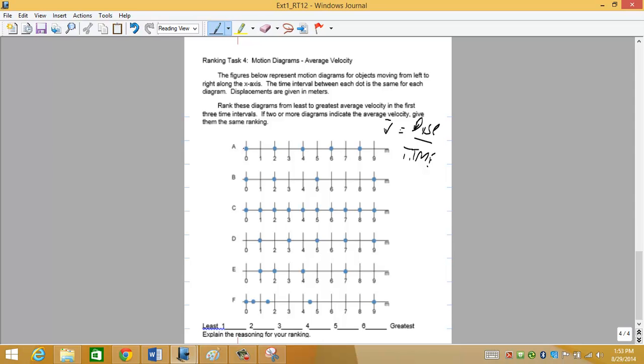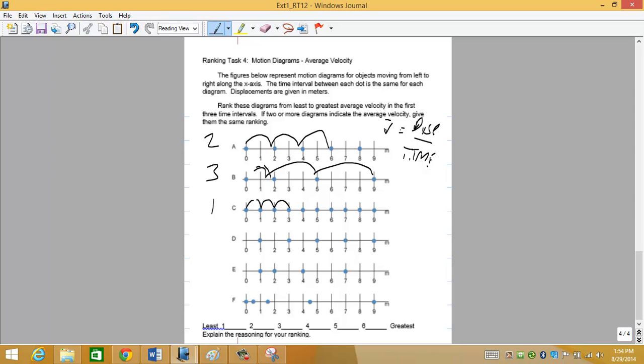So again, 3 time intervals. In A, my displacement is 6 meters. They don't explicitly say that each time interval is a second, so let's say it's a second. So I've got 6 meters in 3 seconds, average velocity, 2. In B, I go a displacement of 9 meters in 3 seconds, average velocity, 3 meters per second. In C, displacement of 3 meters, time 3 seconds, average velocity 1 meter per second. Remember, these are all positive because my motion is from left to right.